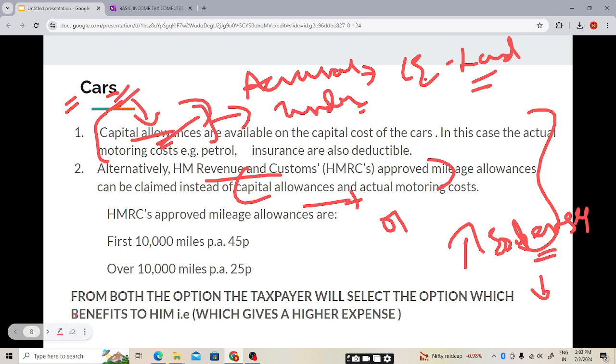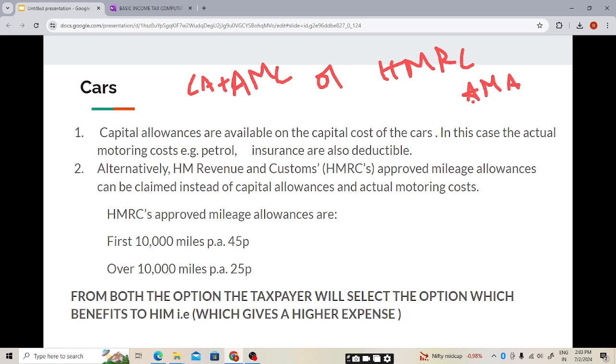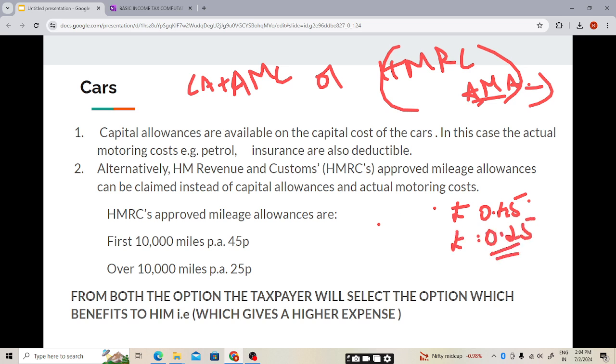Now coming to cars, we have seen we have two options. An individual has two options: whether to claim capital allowance plus actual motoring cost, or the HMRC approved mileage allowance. This will be provided in the exam. That is, if the car is driven for the first 10,000 miles, it is at 0.5 pounds, and above 10,000 it will be at 0.25 pounds. Don't consider that if I have driven 11,000, directly on 11,000 it will be the lower rate, no. First 0 to 10,000 at this rate, 10,001 and above it will be at this amount.